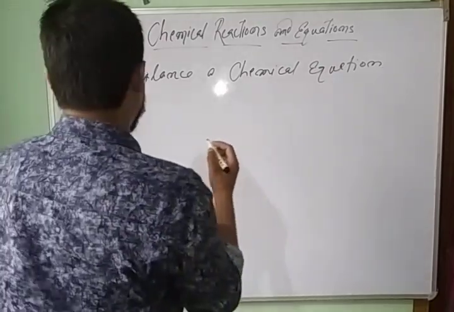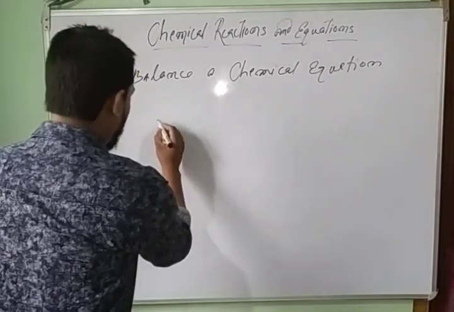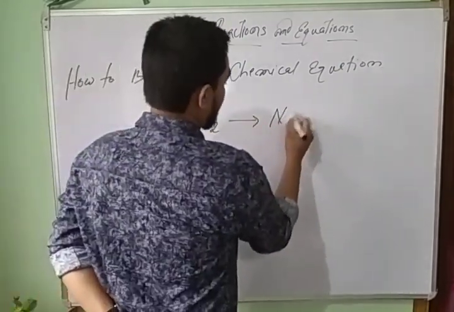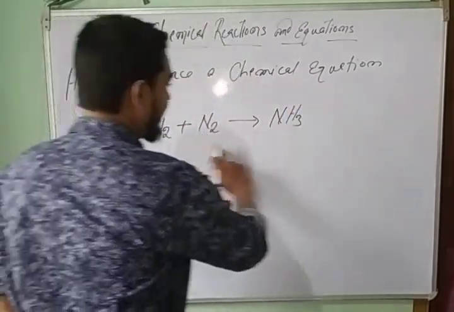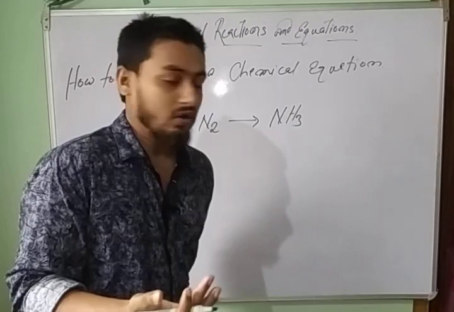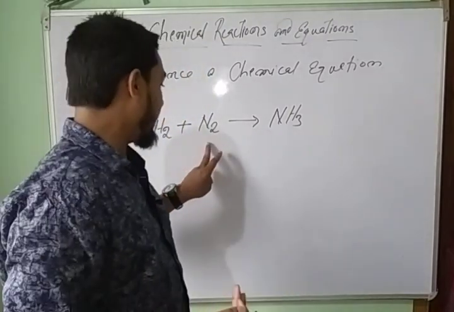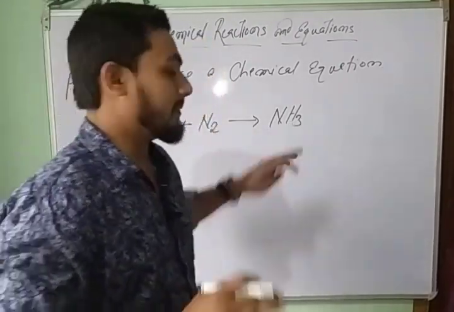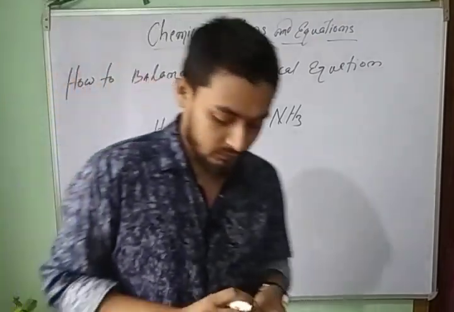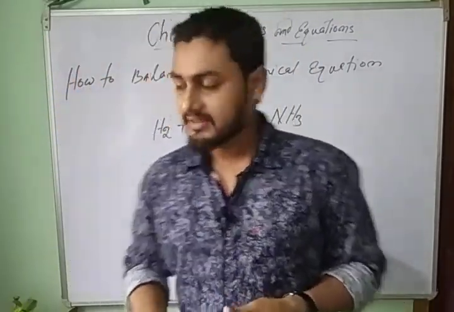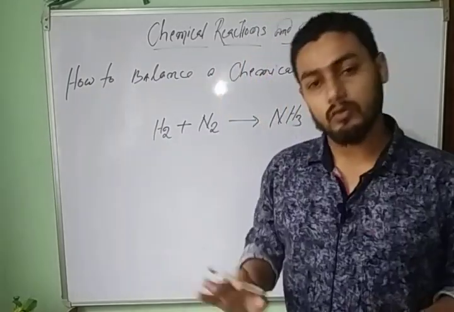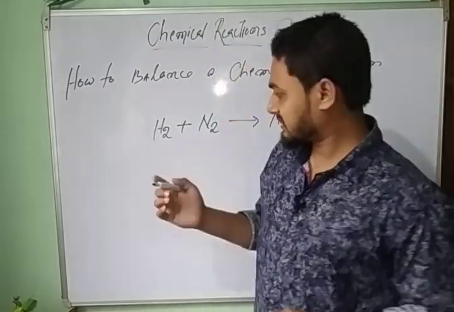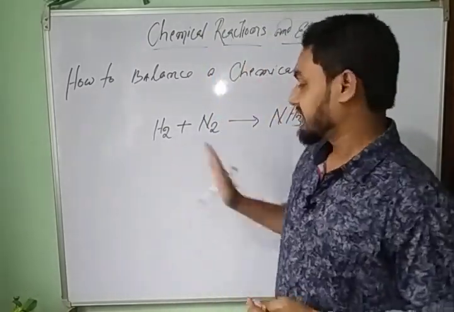Suppose I write a chemical equation where hydrogen reacts with nitrogen and it produces ammonia. So this is a chemical equation for the chemical reaction where hydrogen reacts with nitrogen and produces ammonia. Now it is asked to balance this chemical equation. Okay, so here two questions arise, that is, is it necessary to balance a chemical equation, and if it is necessary, then why is it necessary? So the first answer is yes, it is necessary to balance a chemical equation.